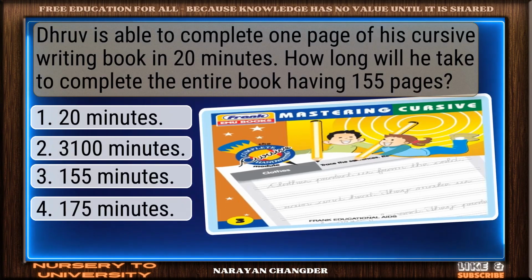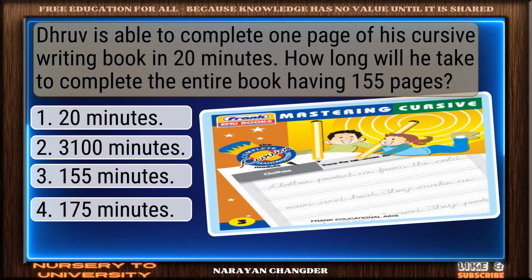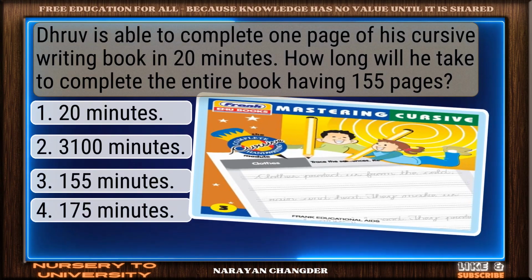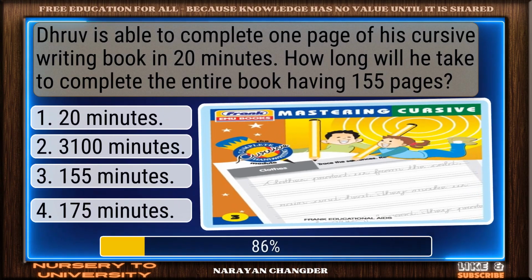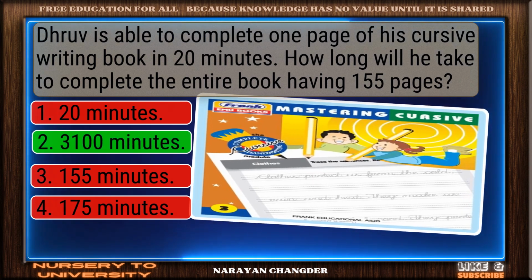Dhruv is able to complete 1 page of his cursive writing book in 20 minutes. How long will he take to complete the entire book having 155 pages? Well reasoned. 3,100 minutes is the correct choice.